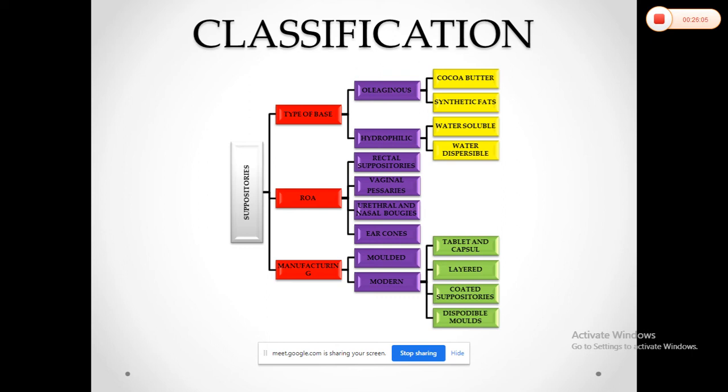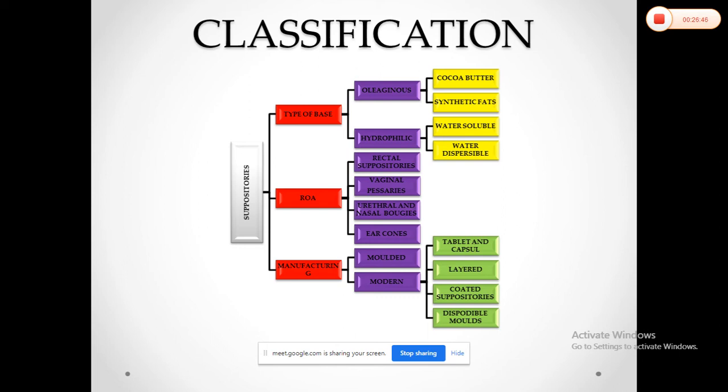And the last one is the ear cone, which is also called auricular suppositories. These are meant for introduction into the ear, and again the same thing: nowadays advancements are there, ear drops are there, so auricular suppositories are rarely used. Again, the same as nasal and urethral suppositories, these are thin, long, and cylindrical in shape and weigh about 1 gram.